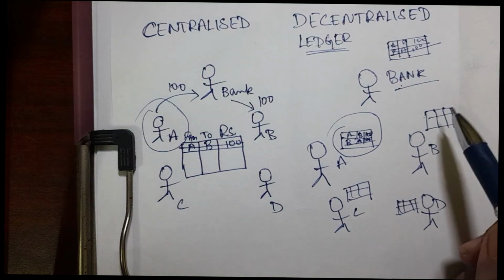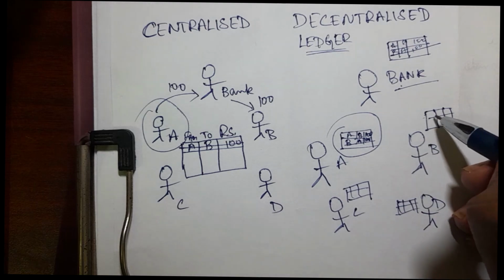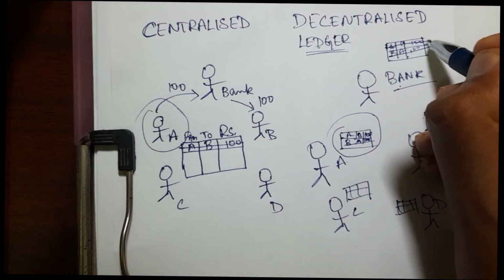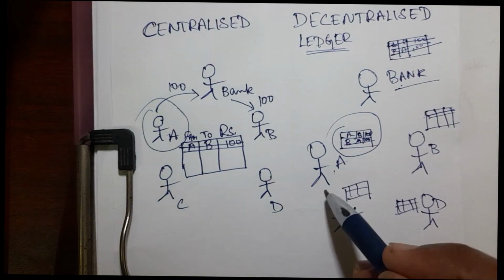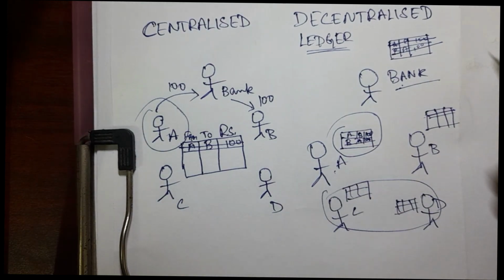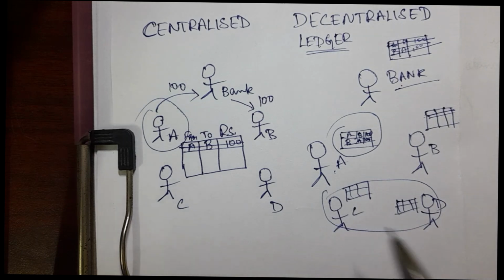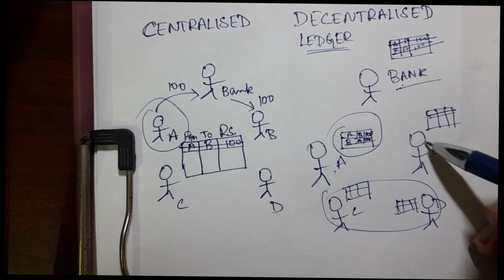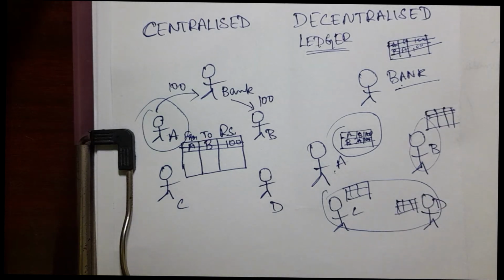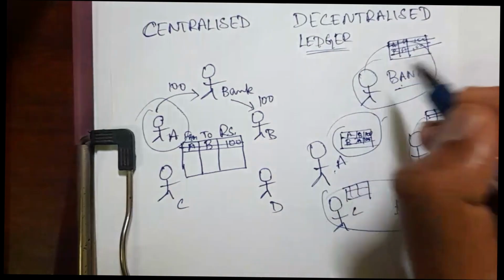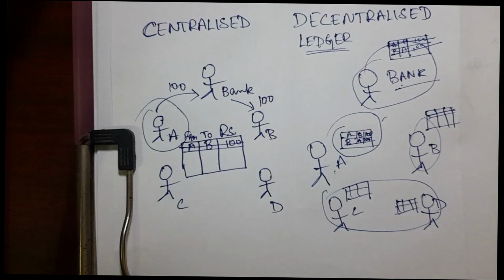Now if B is going to modify or delete that particular transaction, A can ask C and D to verify. C and D can tell that B has cheated, and they can prove that the transaction actually happened. The main part here is, you don't have to trust the bank. That is the main goal of the decentralized network.